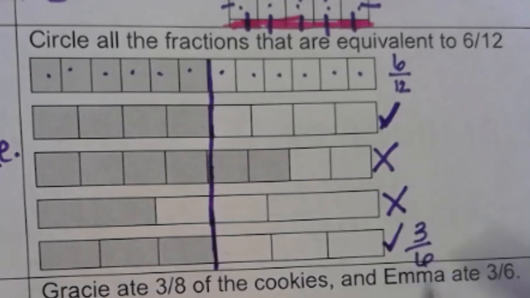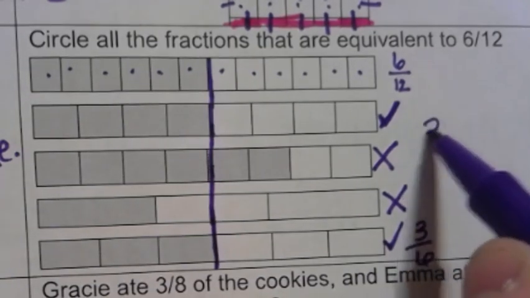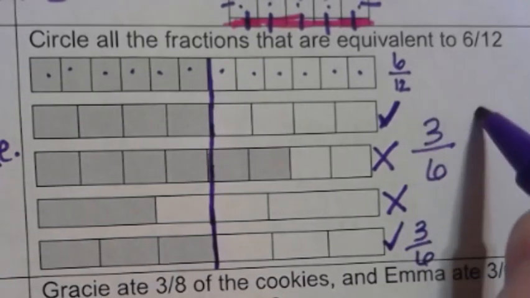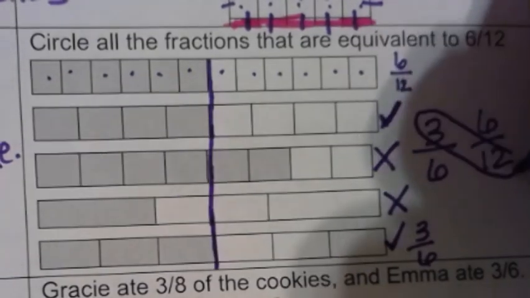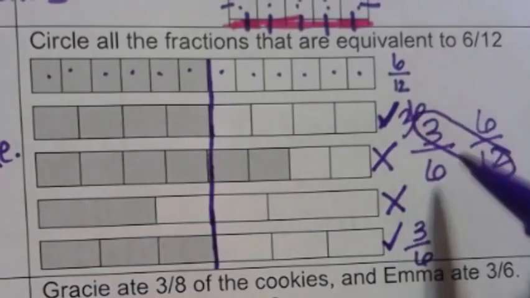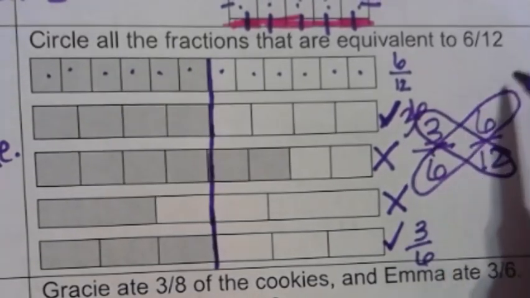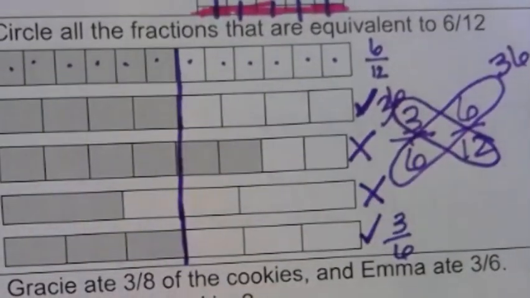3 out of 6. Let's do that together with our butterfly method, or cross multiply. And we're going to end up with 12 times 3 is 36. And 6 times 6, which is 36. Those are definitely equivalent fractions.